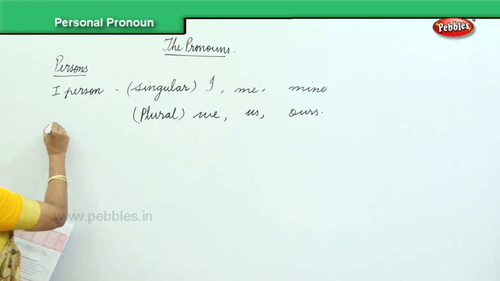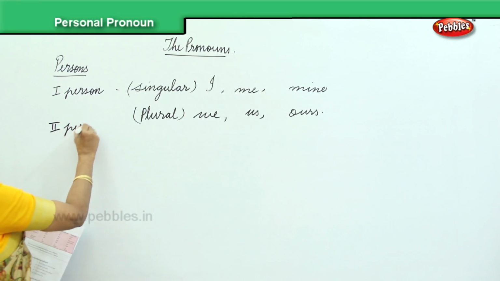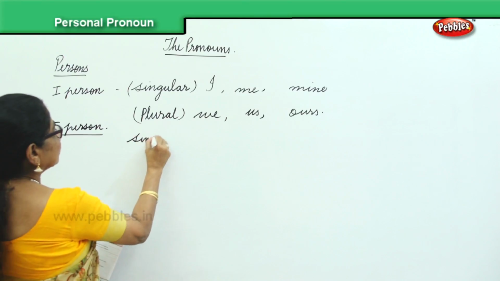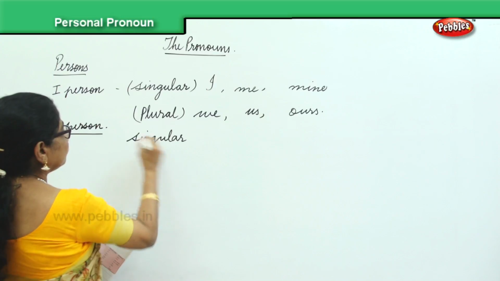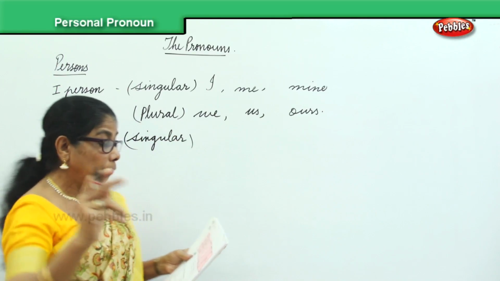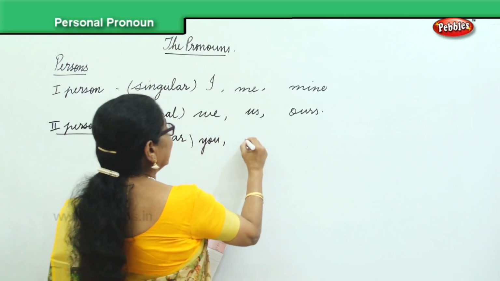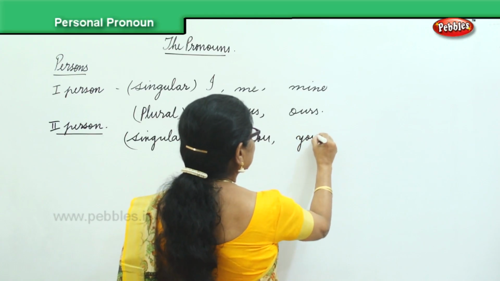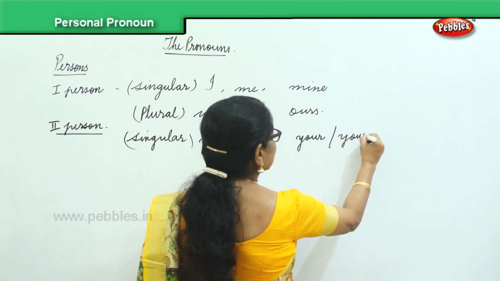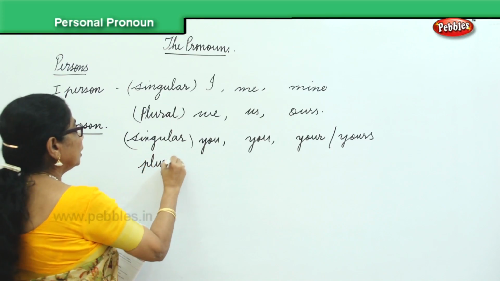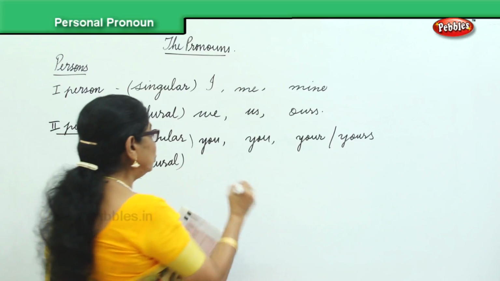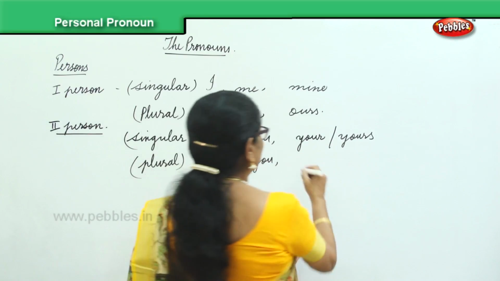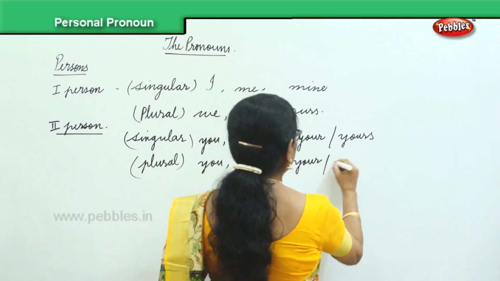And in the second person singular, we say you, and again you will say you, or you can say your, yours. And in the plural form, you will say you, whether it is one or many, you say the same thing. You, your and yours.